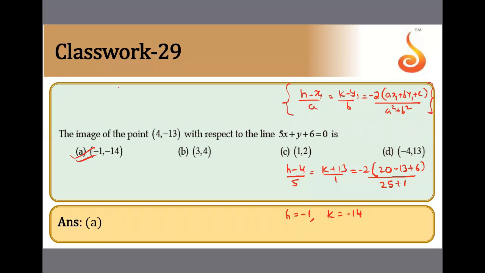Foot of perpendicular, what we were discussing, is h minus x1 by a, k minus y1 by b equal to minus times of ax1 plus by1 plus c by a square plus b square. This is foot of perpendicular. And this is image. Clear? Got it, everybody?